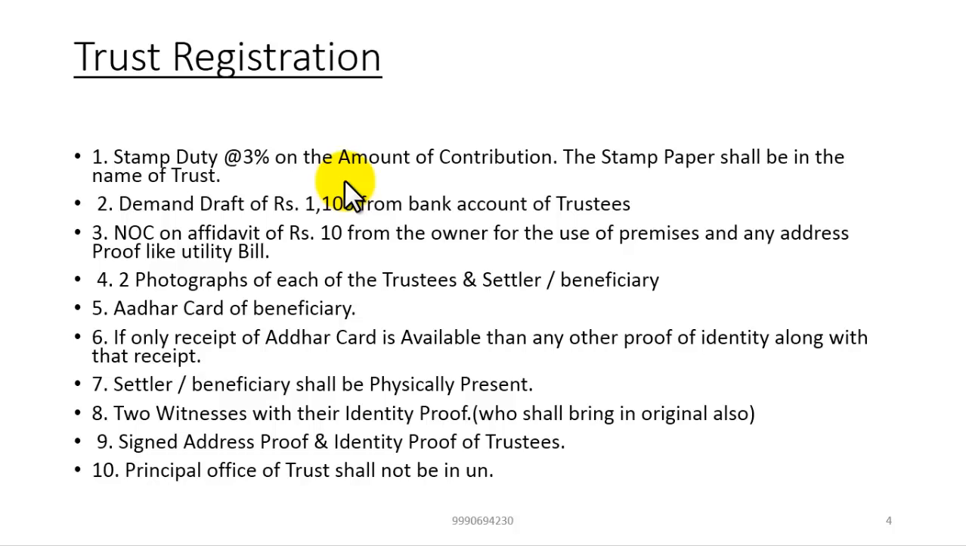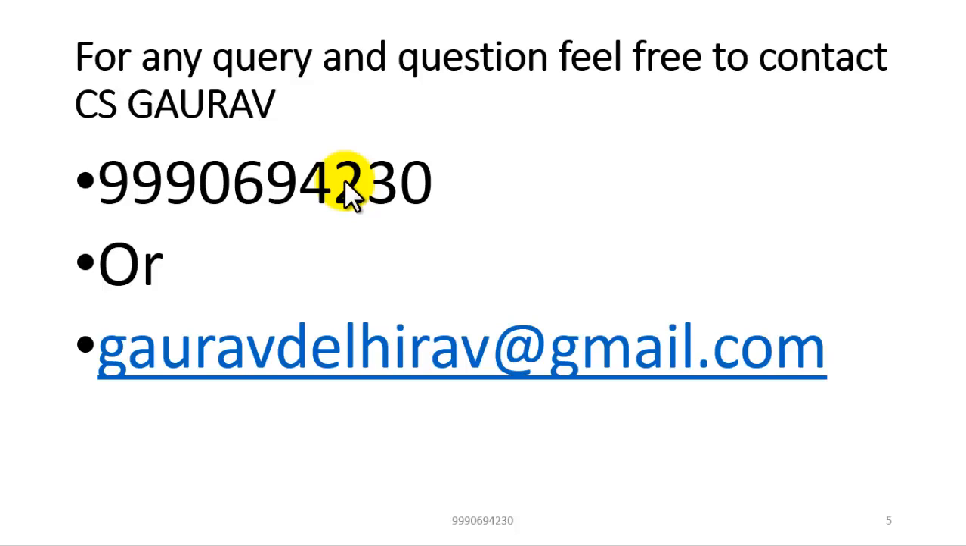Two photographs of each of the trustees and the settler beneficiary. Aadhaar card of the beneficiary. If only a receipt of the Aadhaar card is available, then another proof of identity is demanded along with that receipt. The settler beneficiary shall be physically present at the department. Two witnesses with their identity proof shall bring their originals also. Signed address proof and identity proof of trustees. The principal office of the trust shall not be in any kind of dilemma.